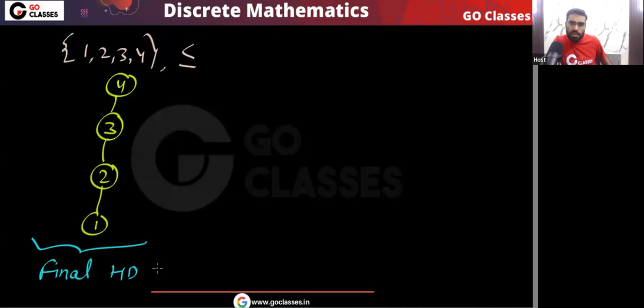This is the final hash diagram of this POSET. Let me call it, for example, P. Final hash diagram of POSET P. Is this clear? Let me know.